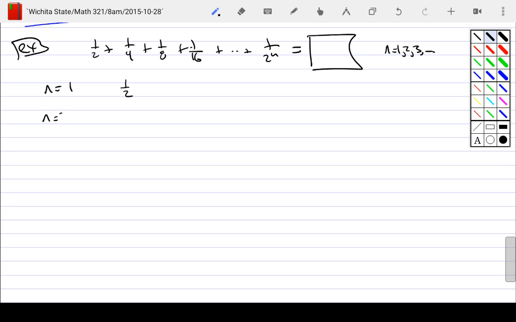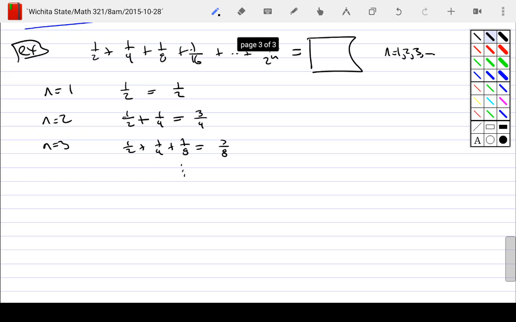For n equal to 2, what's my left? 1/2 plus 1/4, but that is 3/4. Okay, that was 1/2. For n equal to 3, that is 1/2 plus 1/4 plus 1/8, which is, what's the common denominator? 8. And all those together are 7/8. That's pretty good, I believe I know what my P of n is going to be.